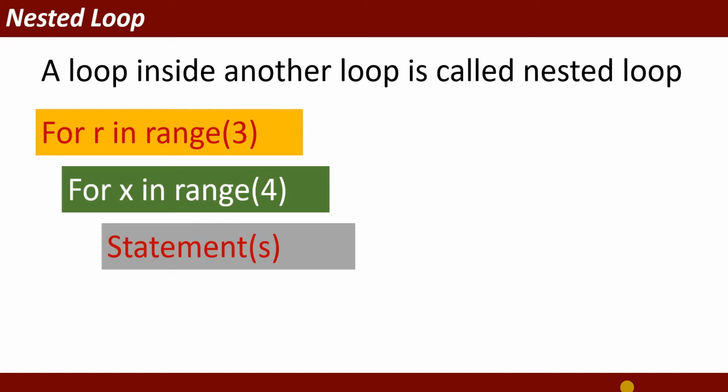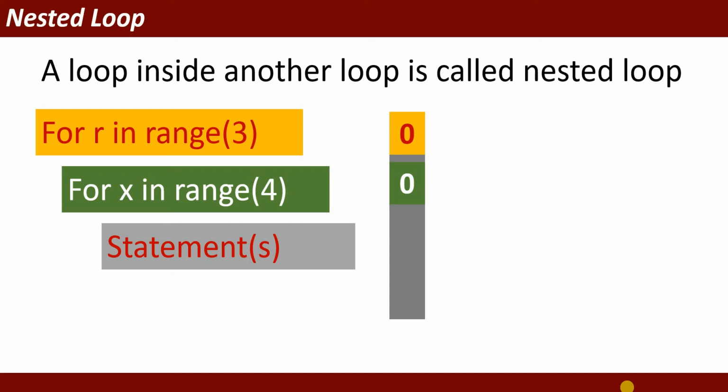How will this loop be executed? First of all, the outer loop will execute once. Suppose the outer loop value is 0. Okay, and the inner loop, x in range 4, will start from 0 and complete until the last value, until the last condition. Suppose it moves from 0 to 4 while the outer loop is moving the first time.